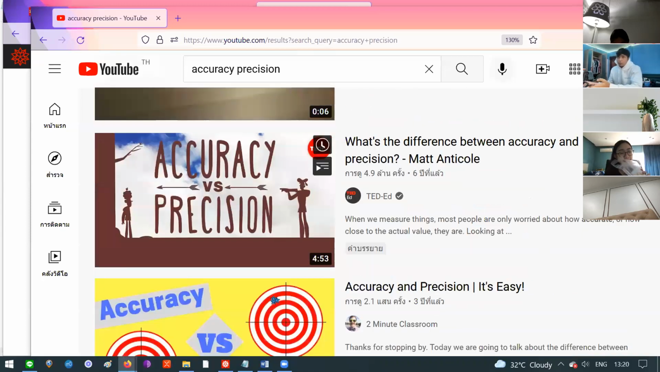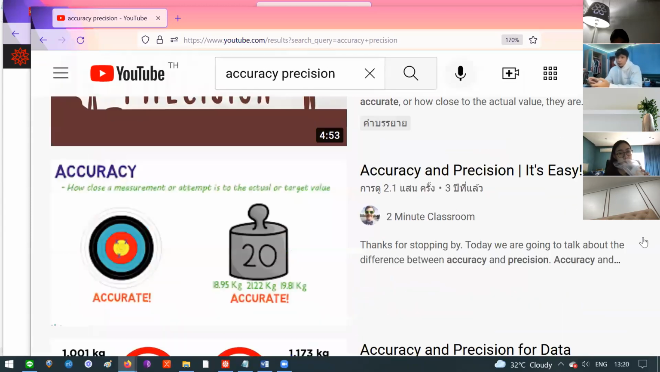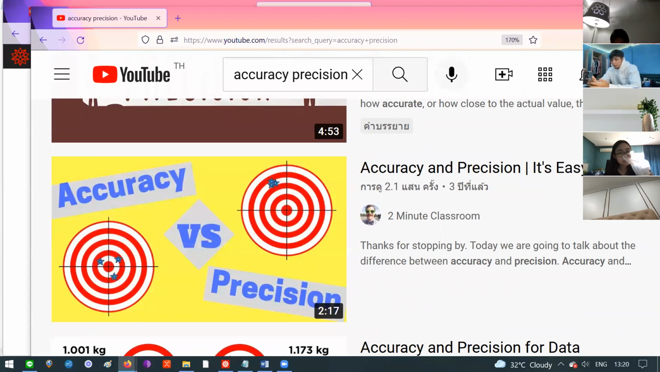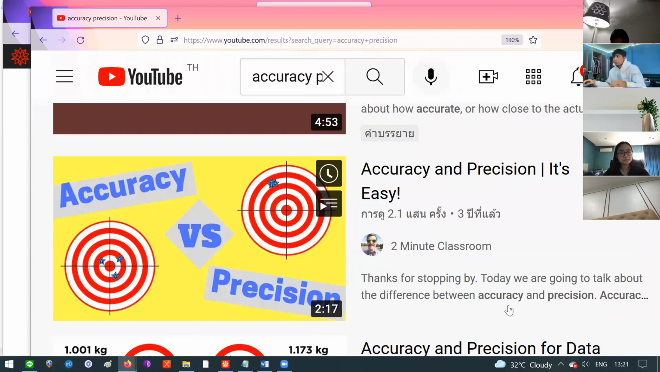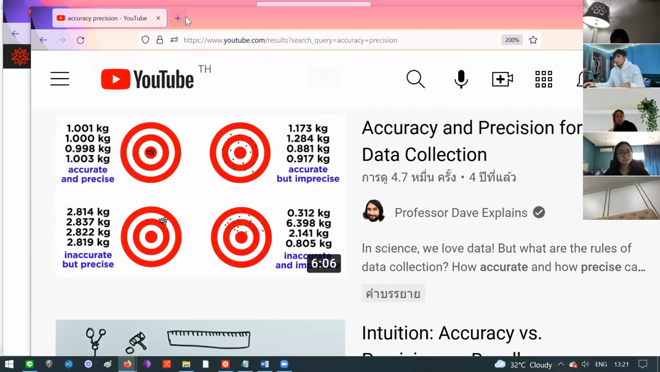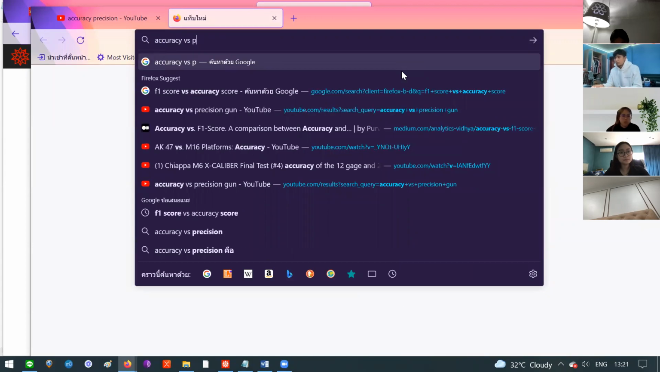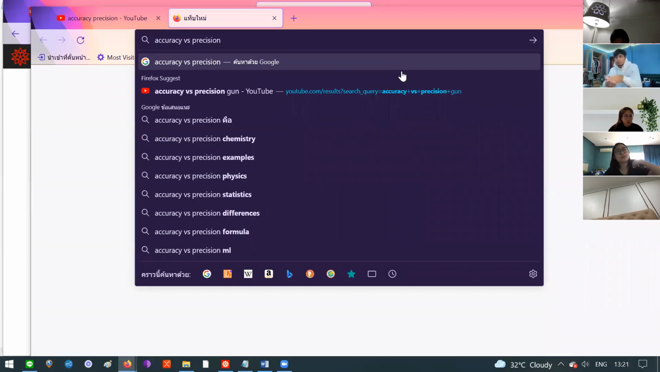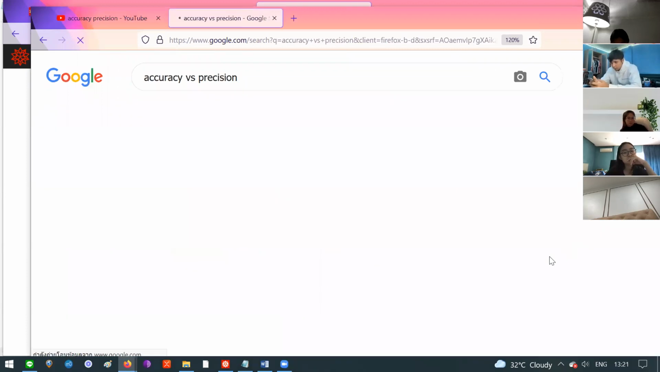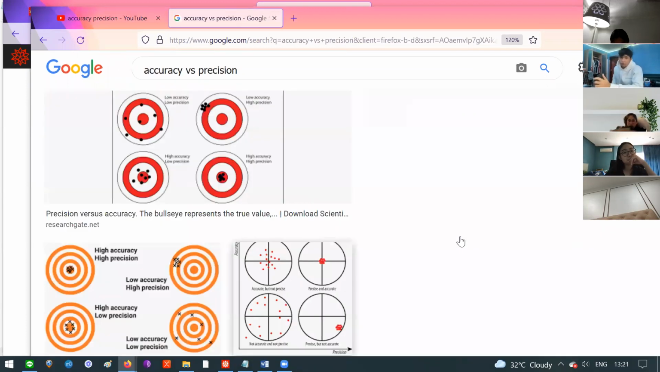So maybe I should enlarge this picture. If you look at it, the bottom left-hand side is called accurate, meaning it centers around the target. So let's use this picture. Let's look at some picture. There it is. Okay, let's look at this.